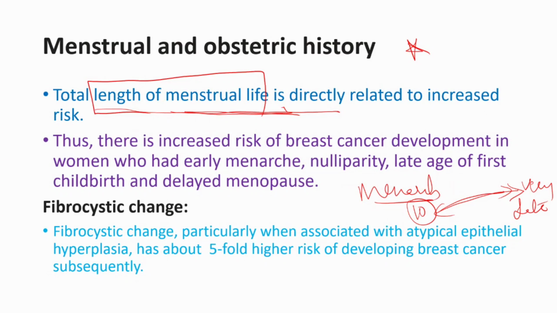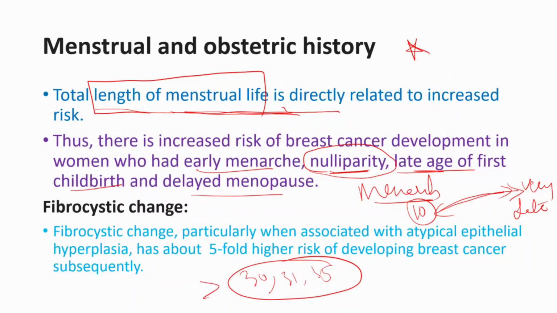There is increased risk of breast cancer development in women who had early menarche and delayed menopause, and also women who are having nulliparity. Nulliparity are the women who are not having pregnancy, who are not having babies. Late age first childbirth: if a woman gives first childbirth at 30 or greater than 30, even they are having greater risk. And patients who are having fibrocystic changes in their breast, even they are having risk of cancer.